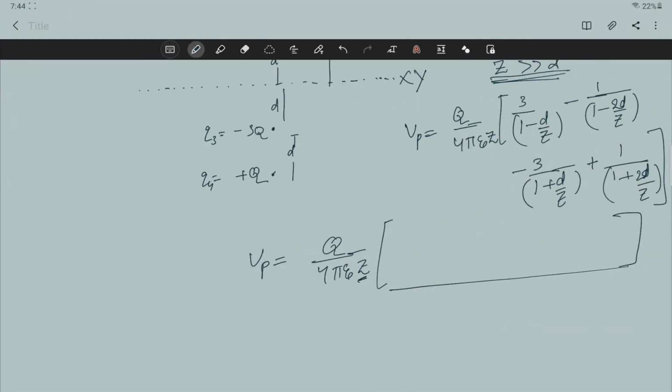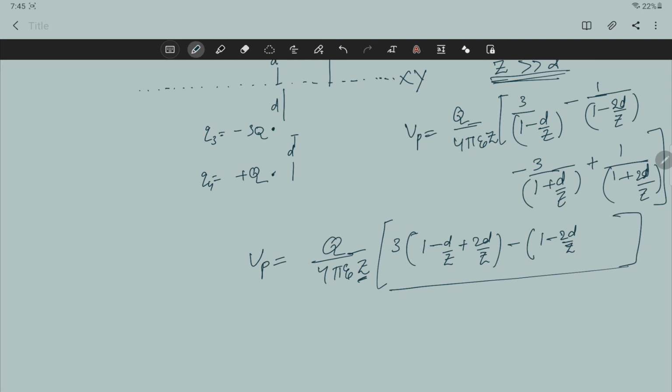So let us solve this. The first term will be this, and the second term will be plus 2d by z. So we did the binomial expansion of this. Now let's do the binomial expansion of this term. So that will be 1 minus 2d by z.